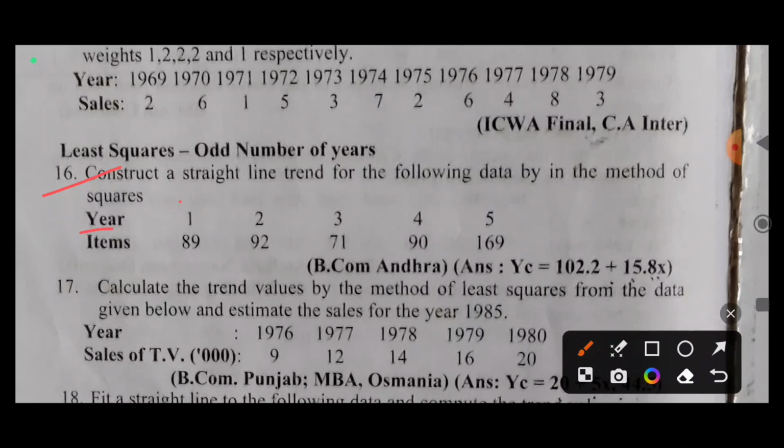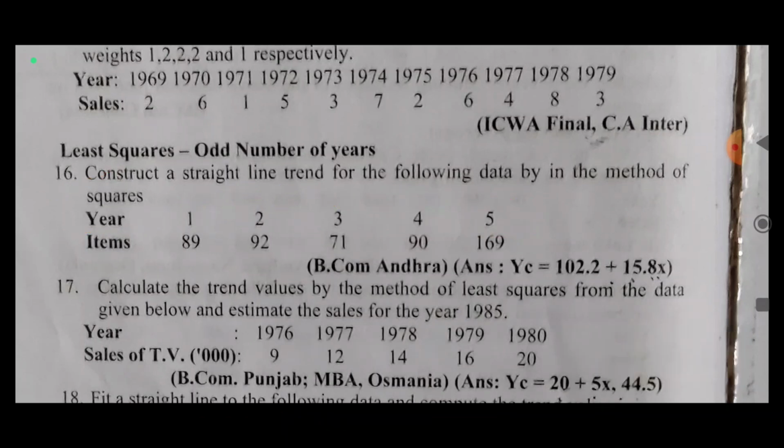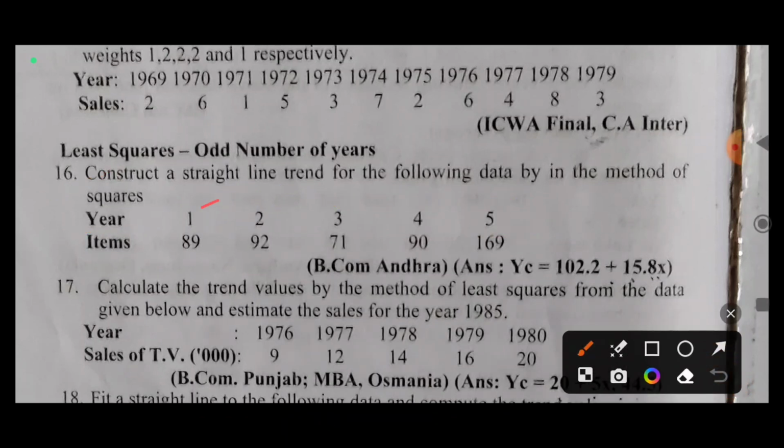See here, years are given 1, 2, 3, 4, 5. 5 is an odd number. So what do we need to do? Cut one from the first side and one from the last side, from both sides, and in the middle this one alone is left. One from the left side, one from the right side you have deducted.